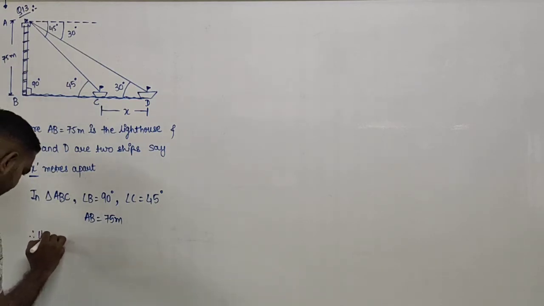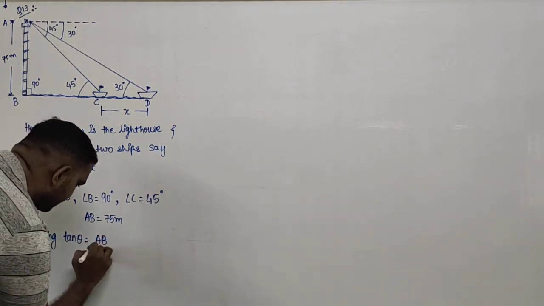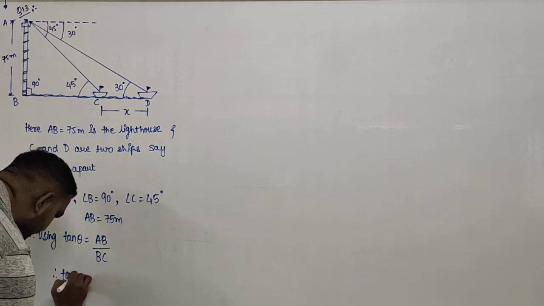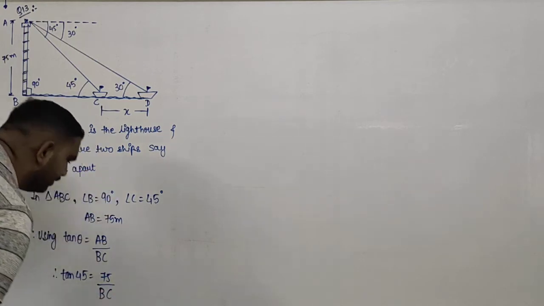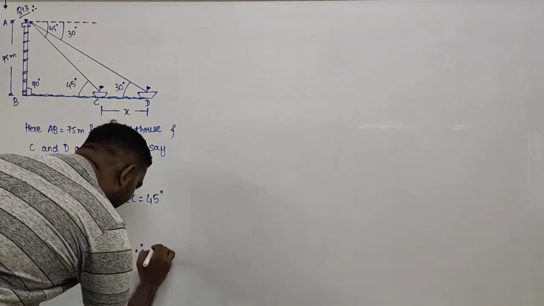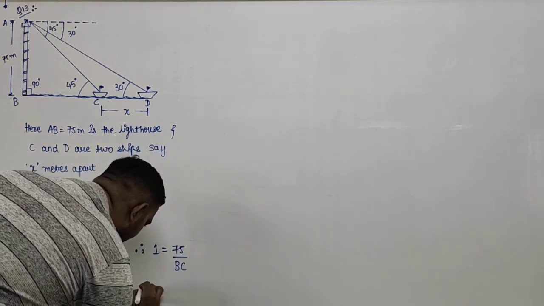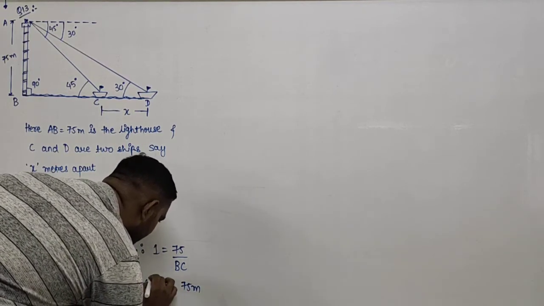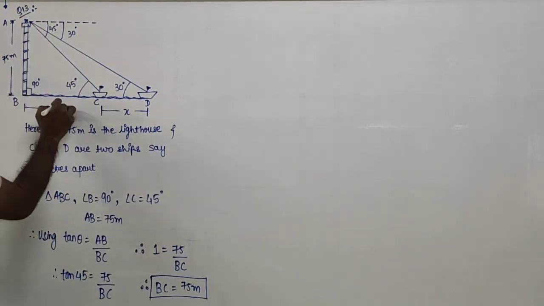Therefore, using tan theta is equals to AB upon BC. We know the value of theta, that is 45. Therefore, tan 45 is equals to 75 upon BC. And tan 45 is 1, that is 75 upon BC, and therefore BC is equals to 75 meter.